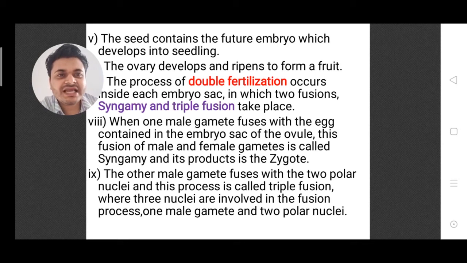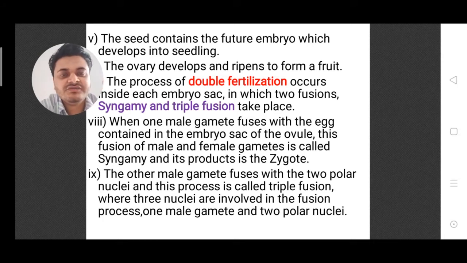So when one male gamete fuses with the egg contained in the embryo sac of the ovule, this fusion of male and female gamete is called syngamy, and the product is the zygote. And the other male gamete fuses with the two polar nuclei, and this process is called triple fusion, where three nuclei are involved in the fusion process: one male gamete and two polar nuclei. Clear?